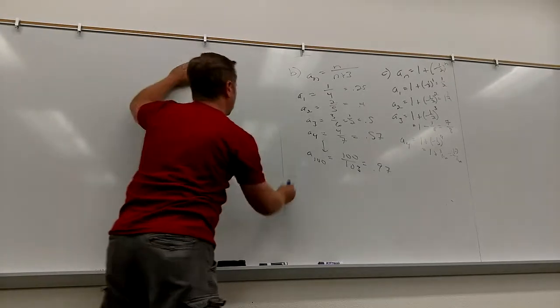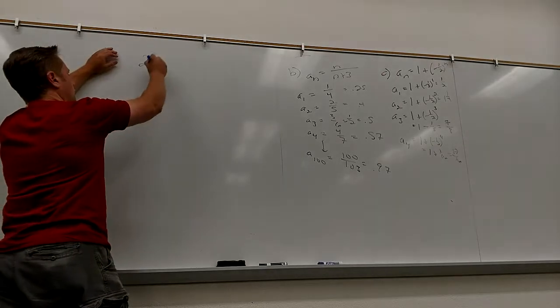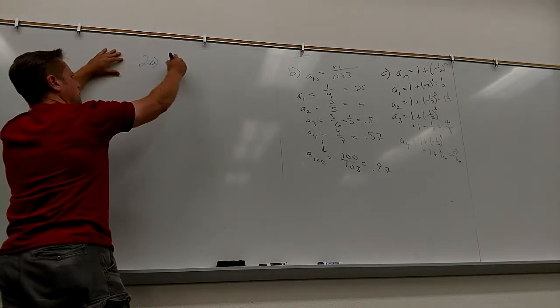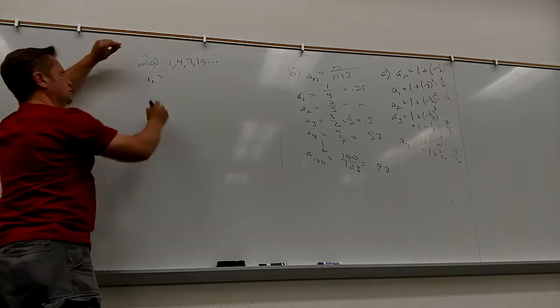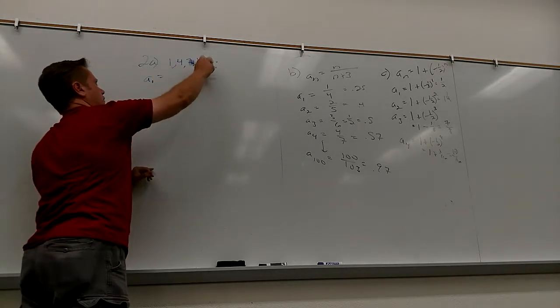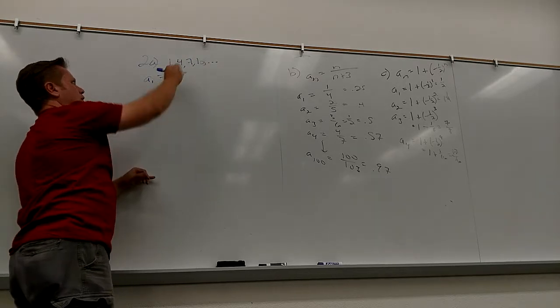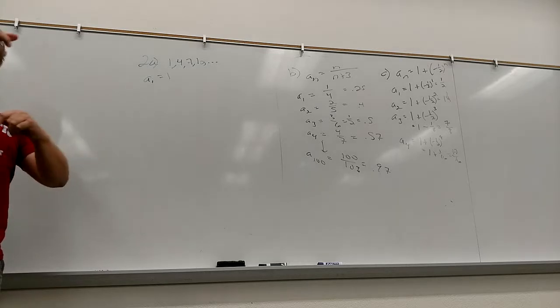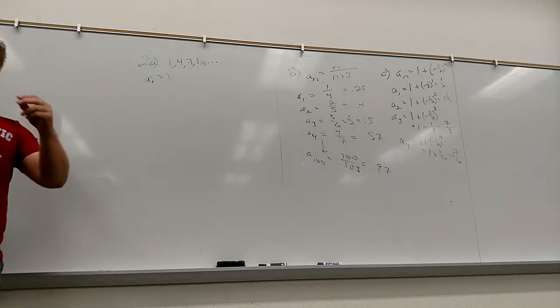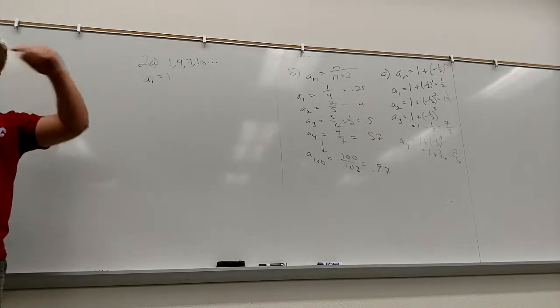gave it away. So what's 2a say? Is that 1, 4, 7, 10? All right. So a1 is 1. And what kind of sequence is this? Is it going to be D or an R? Yeah, it's arithmetic. It's always adding, so it's going to be D for the difference between terms.